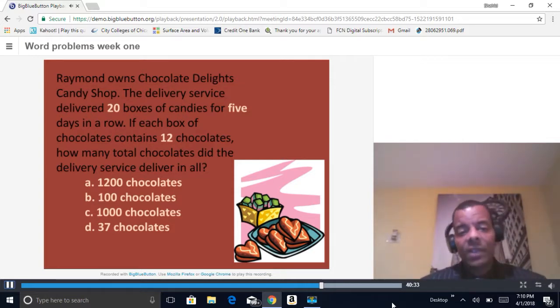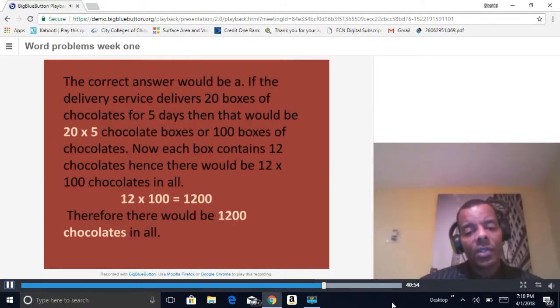That means in 5 days, they would have delivered what? Absolutely, 100 boxes. And now you know the total number of boxes. That will let you know the total number of chocolates, because there's what? 12 chocolates in each box. Okay, so let's look at the solution.